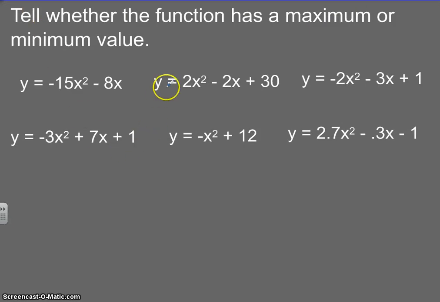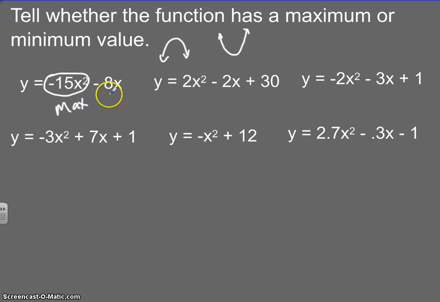Now, tell whether the function has a maximum or minimum value. Now, I said whenever this thing is negative, you've got a parabola that opens like this. It's down. Okay. When it's positive, you have one that opens up. Okay. The vertex, in this case, if it opens down, the vertex is the maximum it gets. It's a maximum value that y gets. If it opens up, vertex is a minimum. Okay. So I look here. Is that negative? Yes, it's negative. Then it opens down. So the vertex is a maximum point.